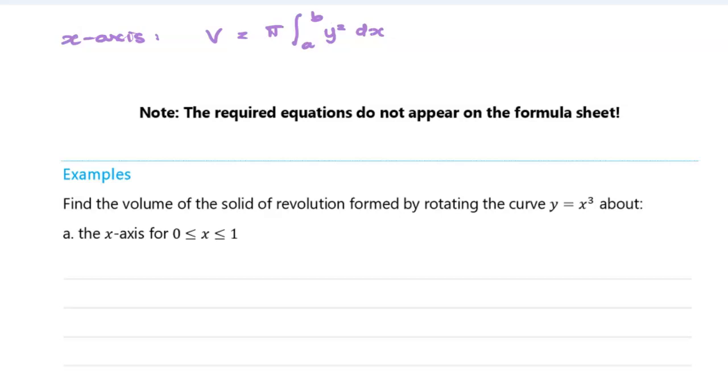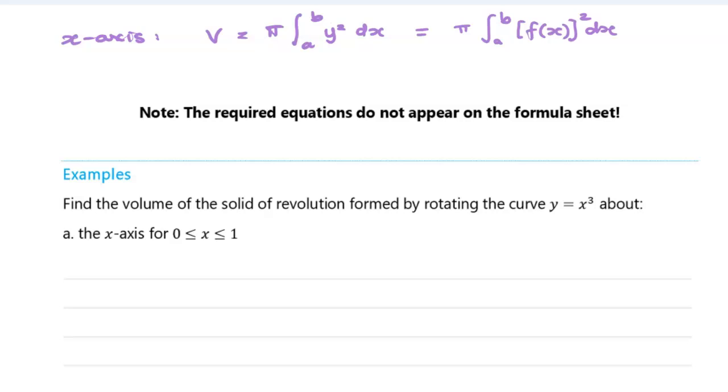Some people prefer to write it as pi times the integral going from a to b of some function f of x, squared, dx. I prefer to think of it as y squared because I imagine the value of y is like the value of the radius of each of those little discs that we're looking at.